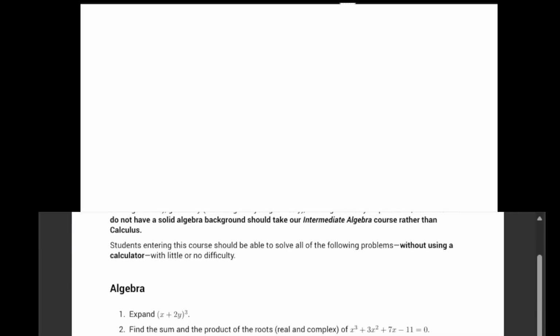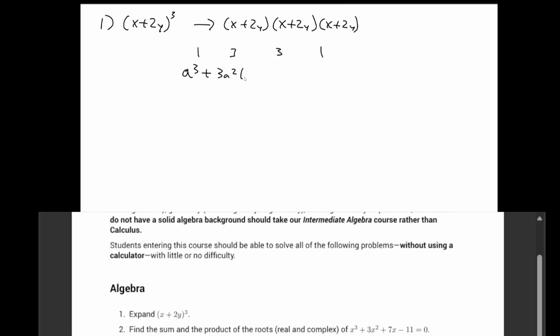Assuming you've done that, the first is expand x plus 2y whole cubed. So there are many ways of doing this. Three ways that come to mind: you can FOIL this out to x plus 2y times x plus 2y times x plus 2y. You can use the Pascal's triangle method, 1, 3, 3, 1, and then do the process, or you can just use the formula a cubed plus 3a squared b plus 3ab squared plus b cubed.